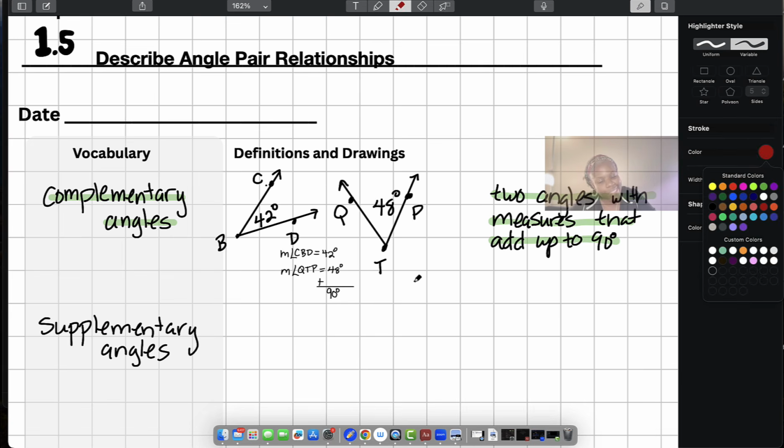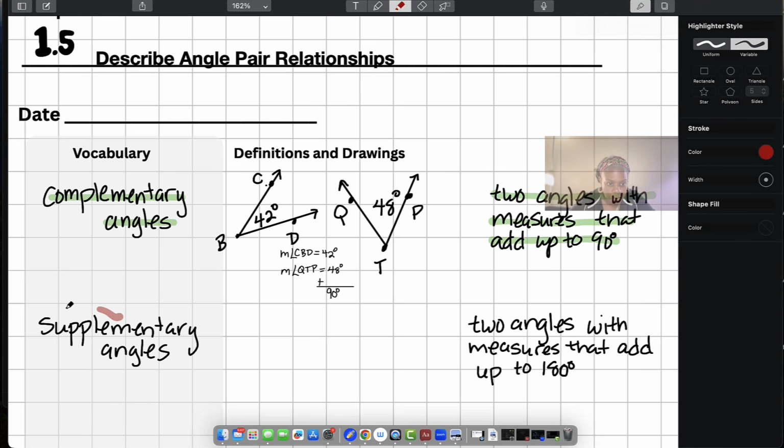Our next word is supplementary angles, and these are angles such that when you add them up, two angles again, their sum is going to be 180 degrees. So again, we got those supplementary angles. We know that both of those angles are going to add up to 180 degrees.